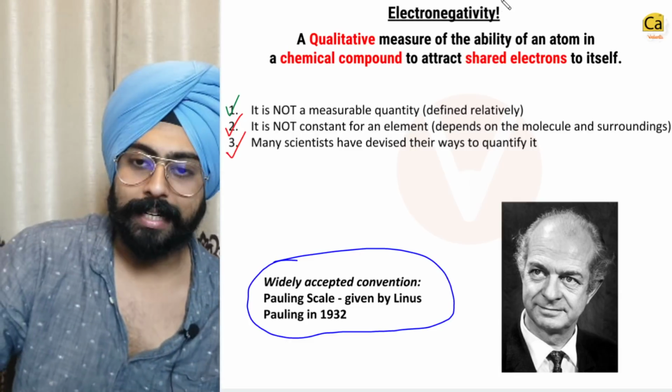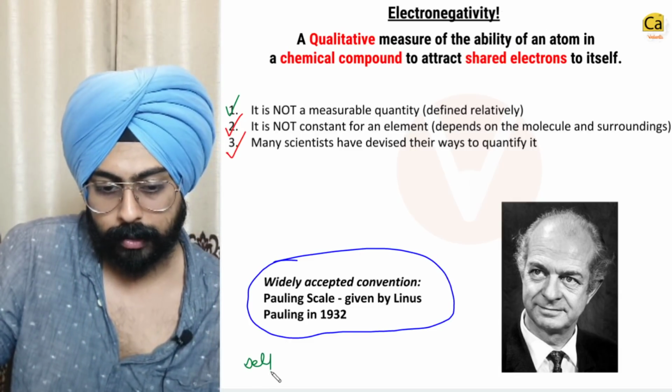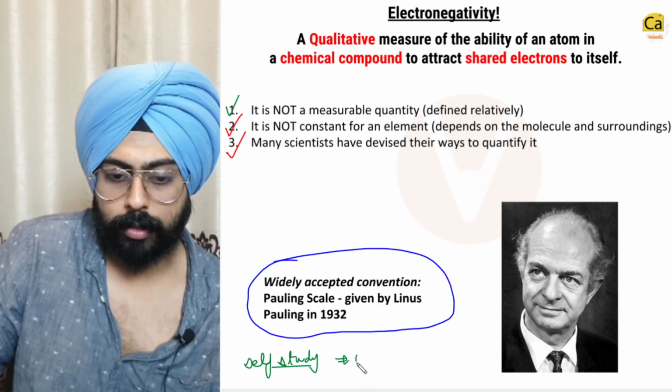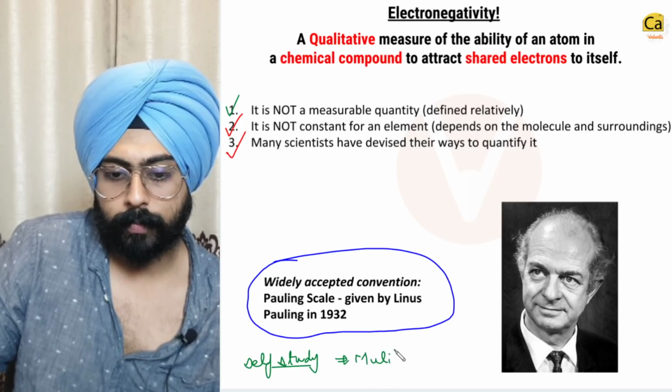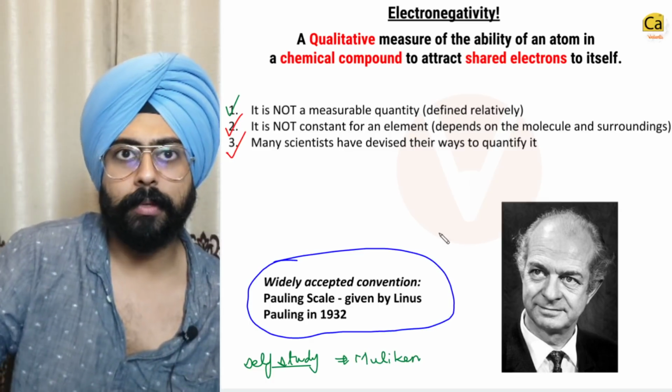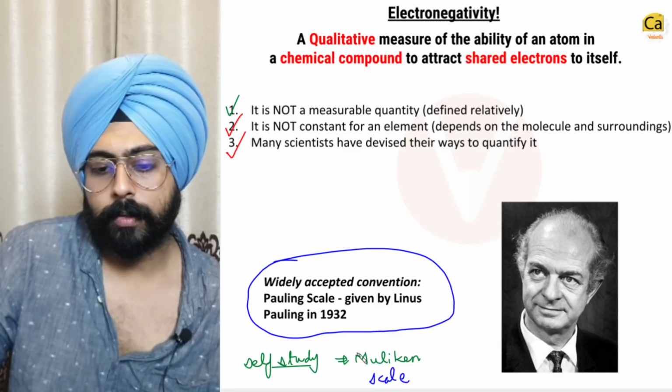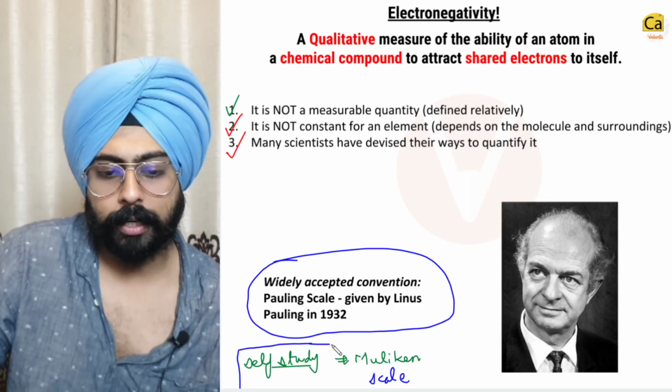about it. You can read on it, of course, for self-study. You can read on the Mulliken scale as well. I'm not sure about the spelling, but Google will correct you when you search for it. ठीक है, तो ये self study कर लेना. After the class, just have a look.